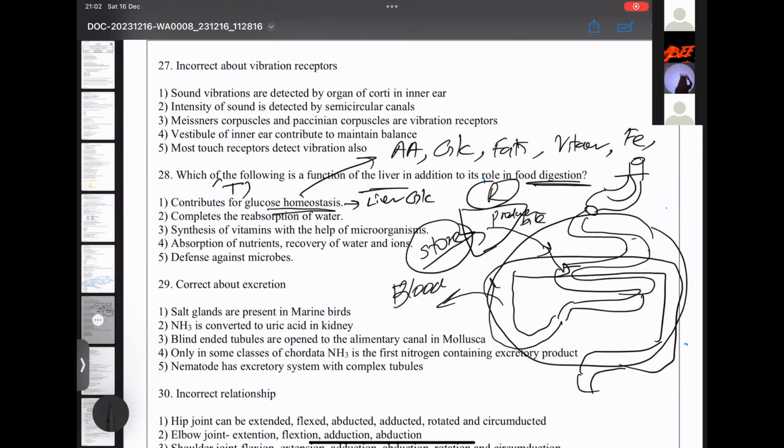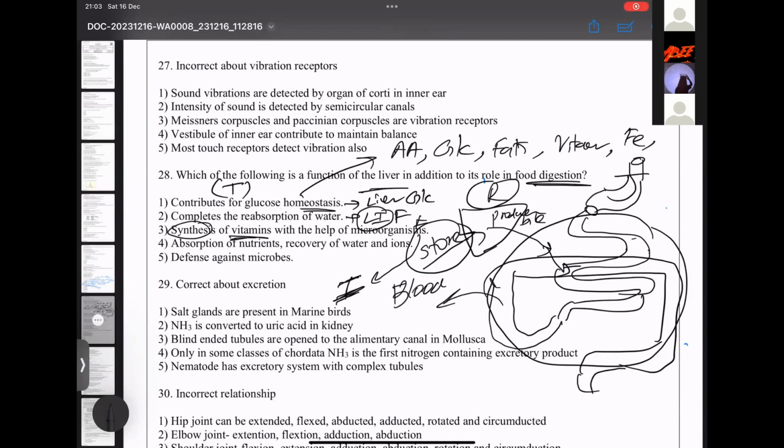Okay, then next, completes the reabsorption of water? No. I told you it doesn't involve any absorption directly. Completion of reabsorption of water happens in the large intestine. The majority of reabsorption of water is in the small intestine, so you should remember that. So that's false. Synthesis of vitamins? No, it doesn't do synthesis, it stores vitamins. Synthesis of vitamins with the help of microorganisms happens in the large intestine and small intestine, as I remember. But again, it's the intestinal system. So that's also false.